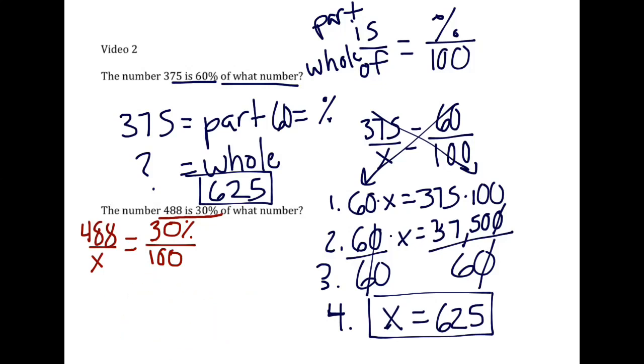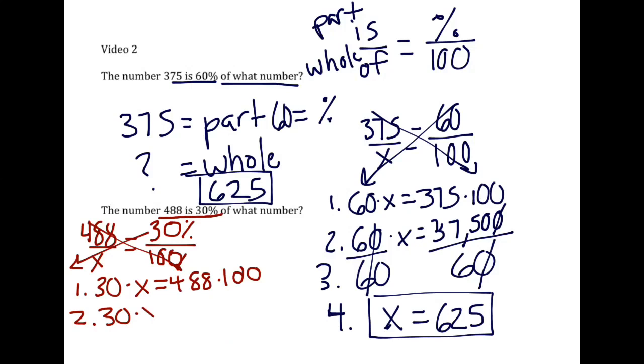Step 1, I'm going to go ahead and cross multiply. It's 30 times x equals 488 times 100. Step 2, 30 times x equals 48,800, because I multiplied 488 times 100.